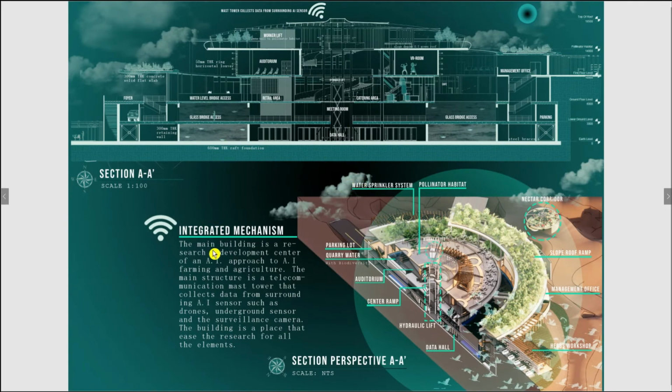So this will be the section and section perspective AA. The steel structure in the middle is an integrated mechanism of water sprinklers to water trees on the pollinator habitat, and it is also a telecommunication mast tower that receives data and signals from AI sensors placed around the master plan.